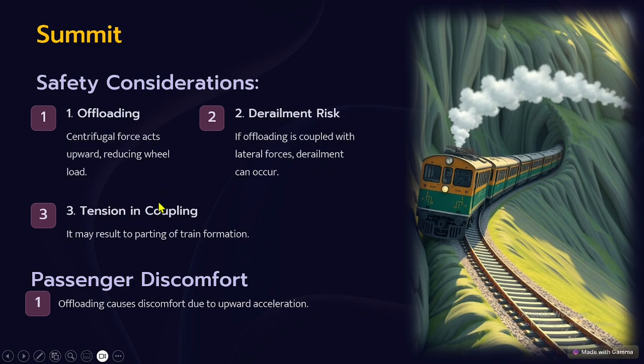Another issue is the tension in the coupling. As already discussed, 50% of the train is on a down gradient and 50% on the up gradient. What will happen? There will be tension development in the coupling. If it is excessive, it results in parting of vehicles, and thereby some unusual occurrence will take place. Then of course there will be discomfort to the passengers.